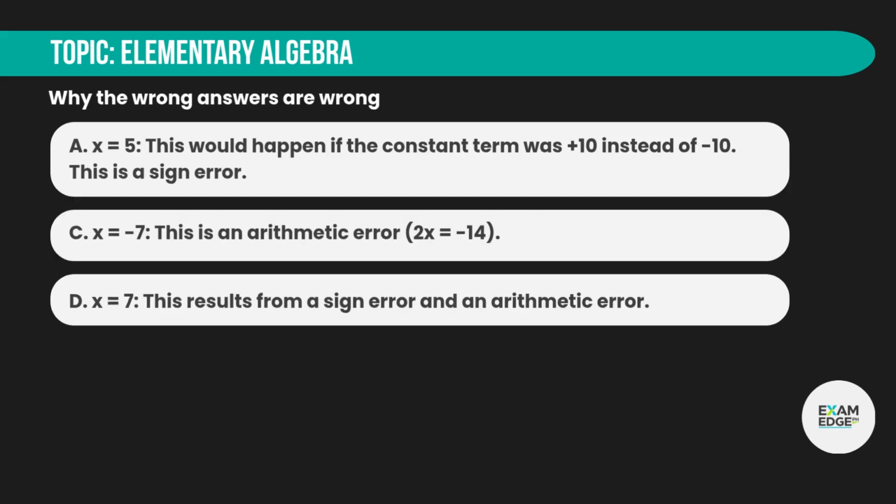Why the wrong answers are wrong? A. X equals 5. This would happen if the constant term was plus 10 instead of minus 10. This is a sign error. C. X equals minus 7. This is an arithmetic error. 2x equals minus 14. D. X equals 7. This results from a sign error and an arithmetic error.